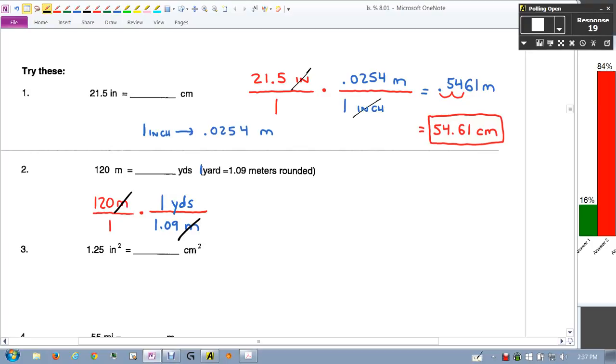And then multiply across. If you multiply straight across the top, you get 120 yards. But then divided by, when you multiply straight across here, it's not 1, it's 1.09. So I actually have to get on my calculator and do 120 divided by 1.09. And I get approximately 110.9 yards.